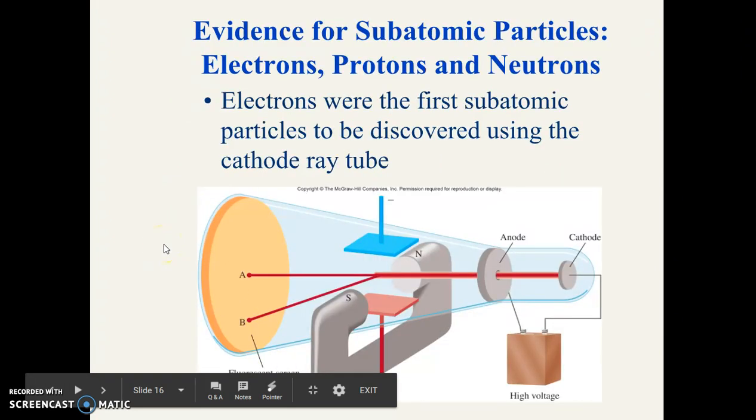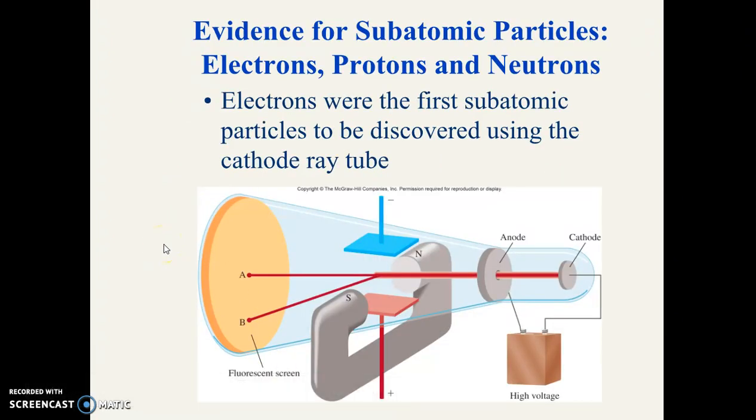So from Dalton, we start to discover the basic structure of an atom. Now, what's inside of this atom? That's where you start seeing some work done with the electrons and then the protons and then the neutrons. The electrons were the first subatomic particle to be discovered using a cathode ray tube. Cathode ray tubes are how old school tube TVs used to work.